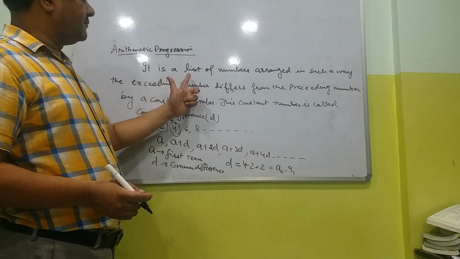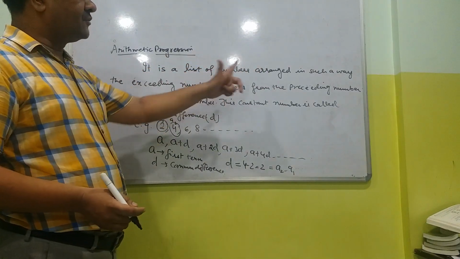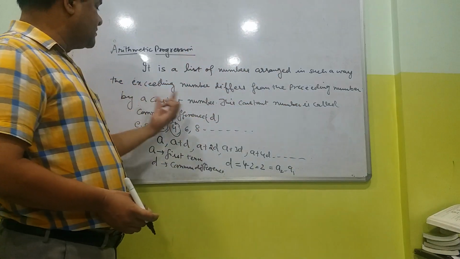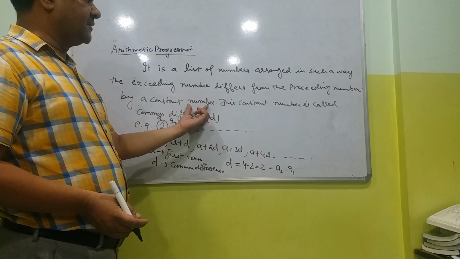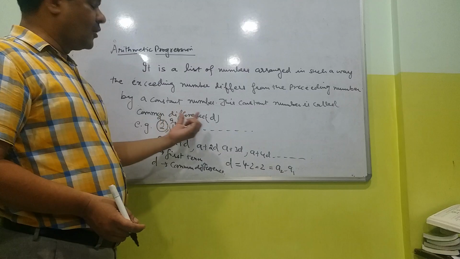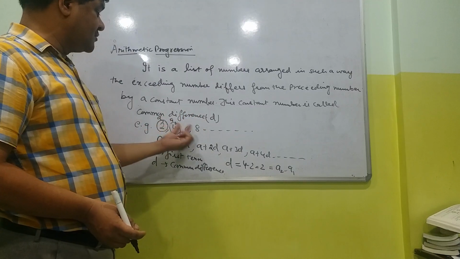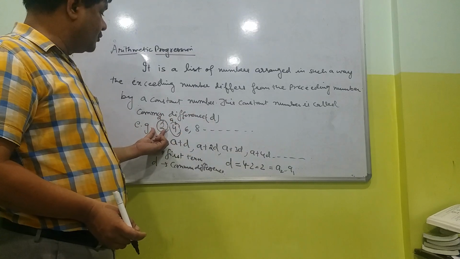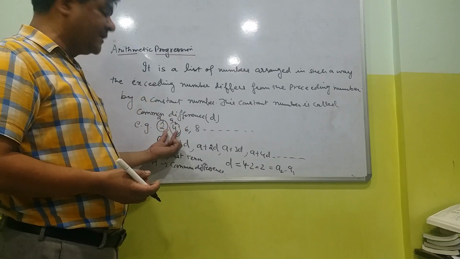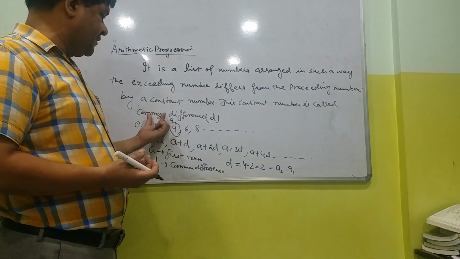So list of numbers arranged in such a way that the exceeding number differs from the preceding number. बाद वाला नंबर पहले वाले नंबर से एक कांस्टेंट नंबर से डिफर करता है. जो ये कांस्टेंट नंबर से डिफर करता है, दैट कांस्टेंट नंबर इज कॉल्ड कॉमन डिफरेंस. जैसे सीक्वेंस है ऐसे होगी, अगर 2, 4, 6, 8 है तो फर्स्ट टर्म होगी 2, और D कैसे ऑब्टेन करना है, कॉमन डिफरेंस. ये जो फिक्स नंबर ऐड हुआ 2 + 2, 4 + 2, ये जो फिक्स नंबर एक ऐड हो रहा है, इसको हम कॉमन डिफरेंस कहते हैं.